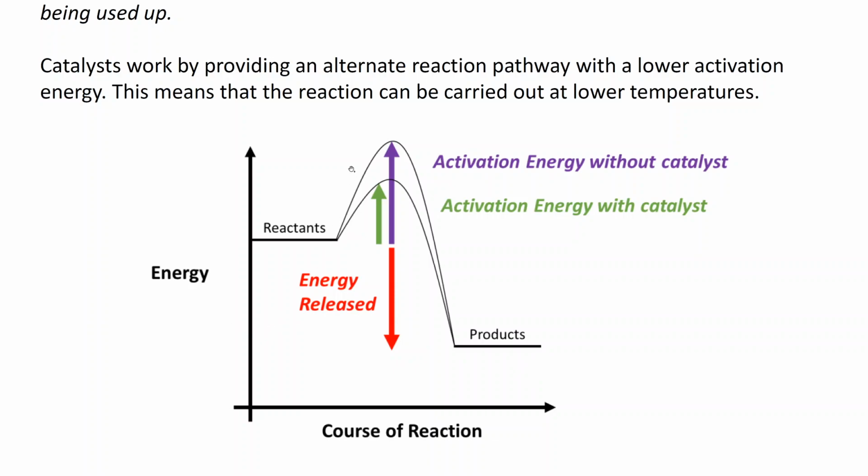Now, normally the activation energy, reactants to peak, is quite large for this reaction. That's shown without a catalyst. But we can see here, I've drawn an extra curve, and this is an alternate reaction pathway. So what a catalyst does is it provides an alternate reaction pathway with a lower activation energy. So therefore, in order for a collision to be successful, it needs less energy if you use a catalyst.